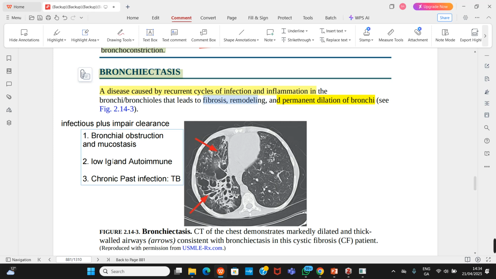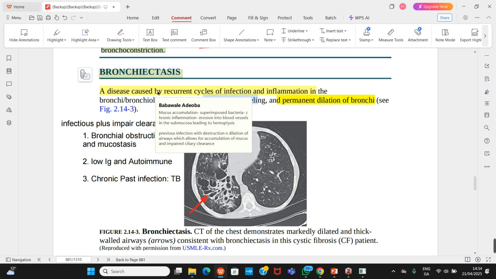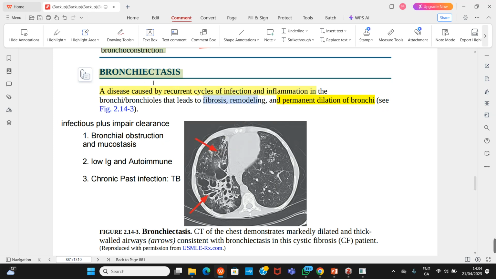Mucostasis: if this person has cystic fibrosis, there's a lot of mucus being produced in people with cystic fibrosis, and the mucus is even sticky. It's a problem. It will not move. There's mucostasis. They can have bronchiectasis. So once you see bronchiectasis, think about cystic fibrosis. A very, very good causative factor.